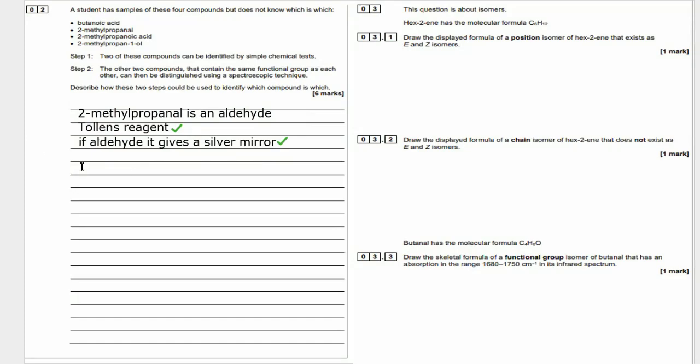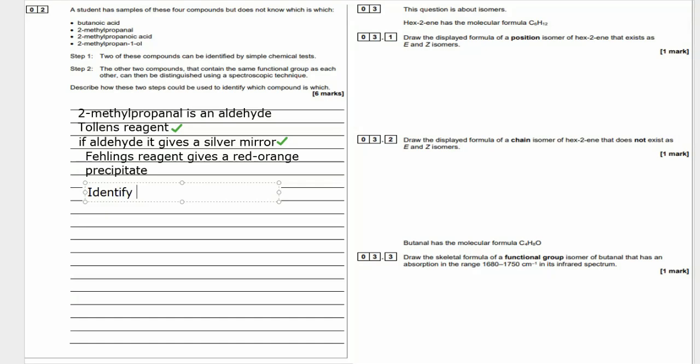Now, I could use, God, I can't spell this properly, Fehling's reagent. Fehling's gives a orange red or red orange precipitate. So I like to use the Tollens and the silver mirror, sticks in the head more. Fehling's is very similar to sort of copper sulfate when you do the Benedict's test in biology, but it goes red orange with aldehydes.